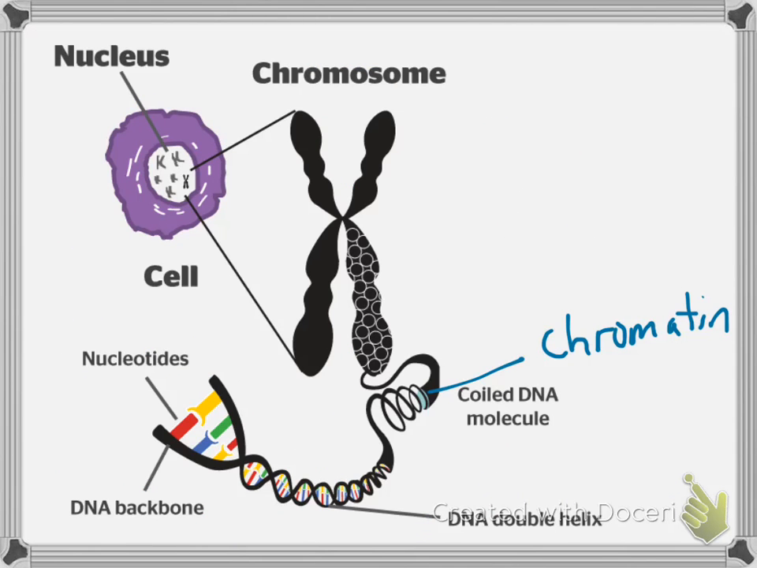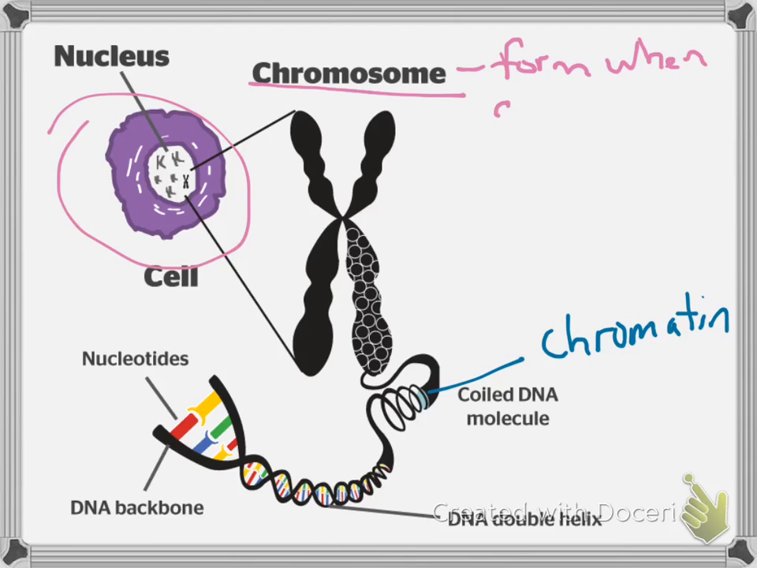So here's an example. We have a picture of the nucleus in a cell, and we're taking a view here, and this cell will be getting ready to divide because we see that we have chromosomes. So chromosomes only form when the cell is getting ready to divide. So when cell division is happening. And a cell will divide to make a new copy of itself.